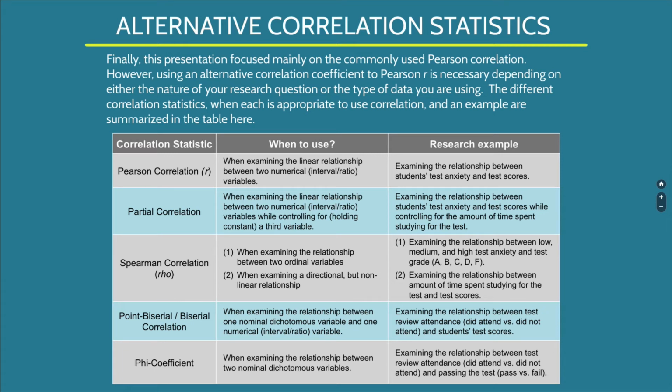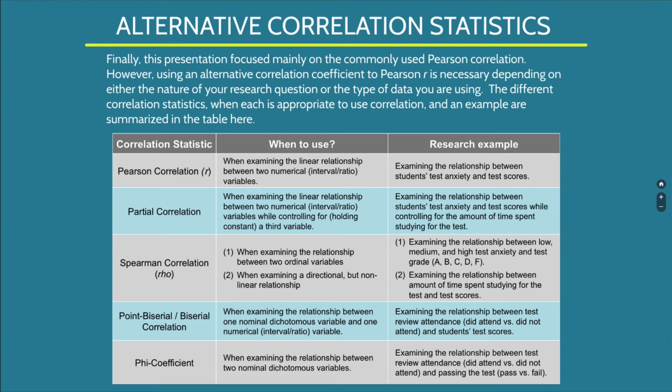Another example is either the point biserial or biserial correlation. We use one of these two when examining the relationship between one nominal dichotomous variable, in the case of a point biserial, or just a nominal categorical variable that is continuous in the case of a biserial correlation, along with one numerical interval ratio variable. So this would be like examining the relationship between students who attended a test review session, they either attended or did not, and students' test scores. In many ways, this would be very similar to an independent samples t-test, but we're looking at a relationship and not necessarily looking at mean differences.